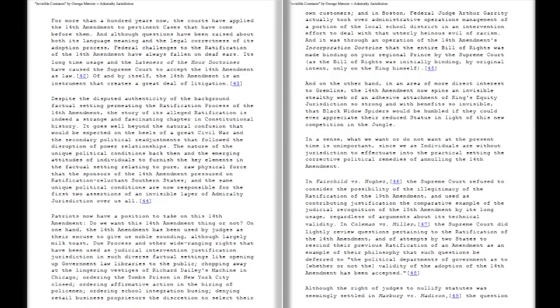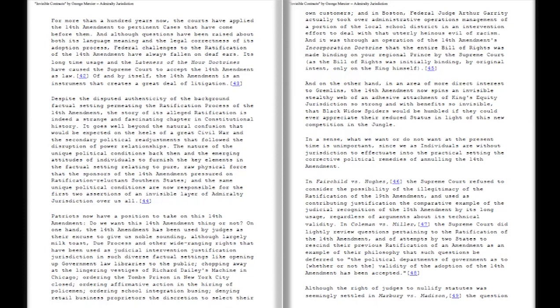45. And on the other hand, in an area of more direct interest to gremlins, the 14th Amendment now spins an invisible, stealthy web of an adhesive attachment of king's equity jurisdiction so strong and with benefits so invisible that black widow spiders would be humbled if they could ever appreciate their reduced status in light of this new competition in the jungle.